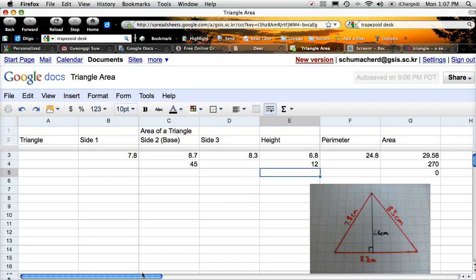Good luck with your area and perimeter. Go through and put some triangles in there.